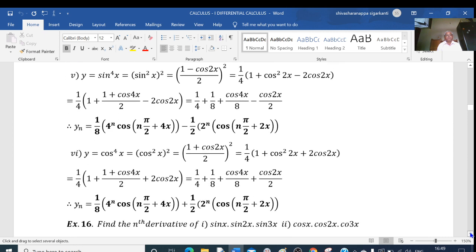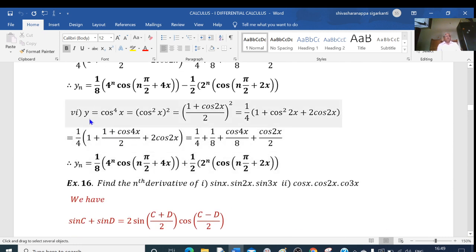Similarly, next example, y equal to cos 4th of x. Again cos 4th of x can be written as cos square x, whole square. This is equal to, cos square x can be written as 1 plus cos 2x by 2. Again taking the powers here, denominator 2 square is 4. This is 1 by 4 into, expanding this, 1 plus cos 2x whole square is 1 square plus cos square 2x plus 2ab, that is 2 cos 2x.